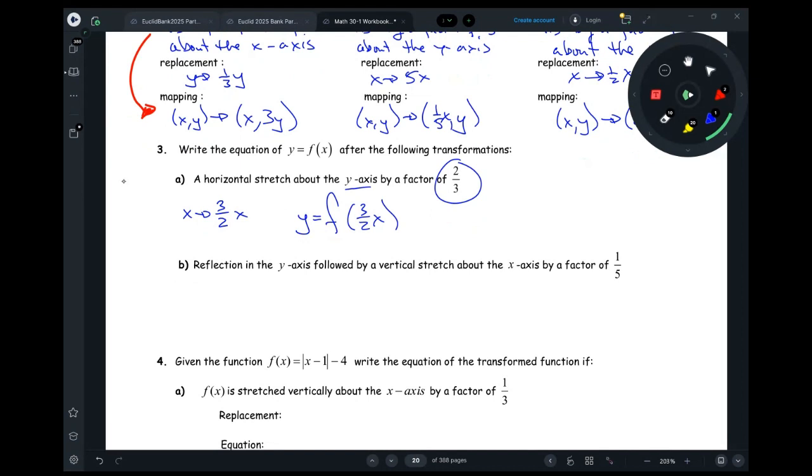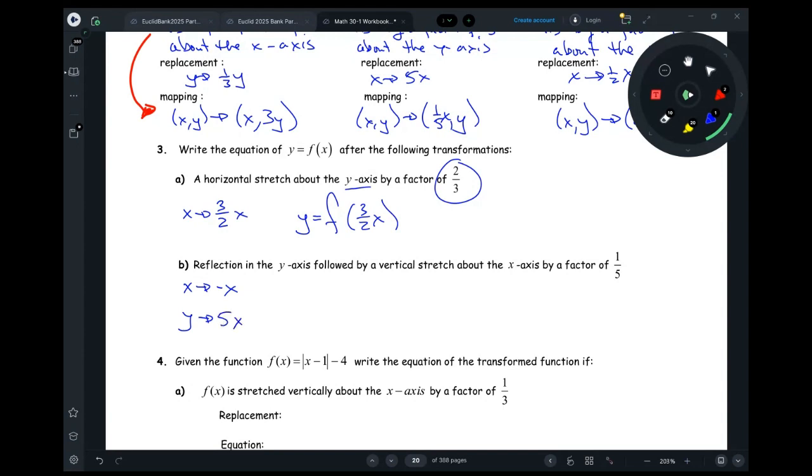I'm going to do, for the b here, a reflection in the y-axis. Okay, let's just stop right there. Reflection in the y-axis, that's horizontal, which means I'm replacing x with negative x, followed by a vertical stretch. I'm going to replace y with, well, now what is it? About the x-axis by a factor of 1/5. Okay, so when I do the replacement, I am reciprocating that.